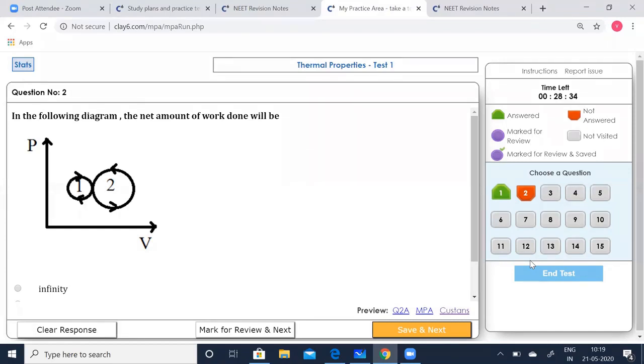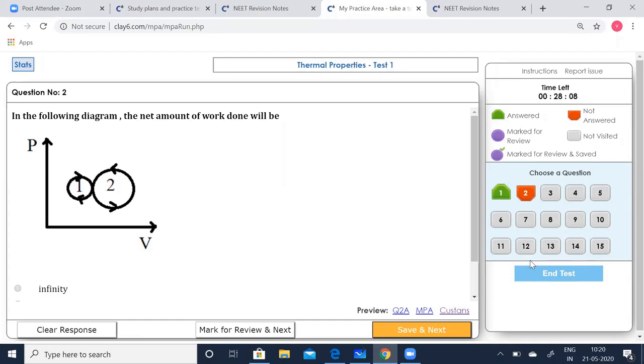See, process one is in the clockwise direction and process two is in the anti-clockwise direction. In a cyclic process, the clockwise direction represents the positive side and the anti-clockwise direction represents the negative side, right? So it is clear that you can see this is a smaller circle and that is a bigger circle.